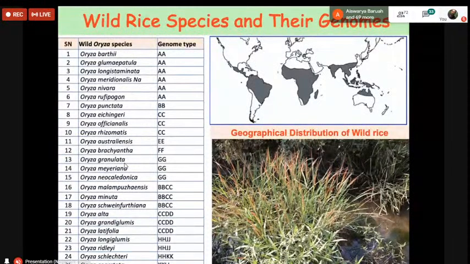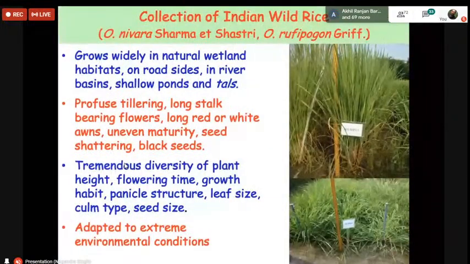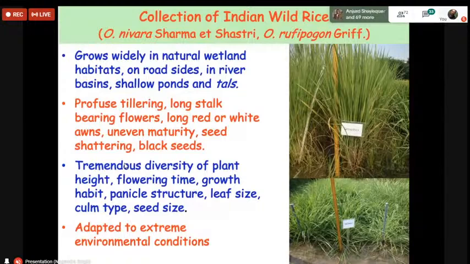It shatters, so as you touch it, you cannot harvest it. So we have collected a large number of them. This is called Oryza nivara, the annual type. And the perennial one is called Oryza rufipogon, but this is just one species complex.